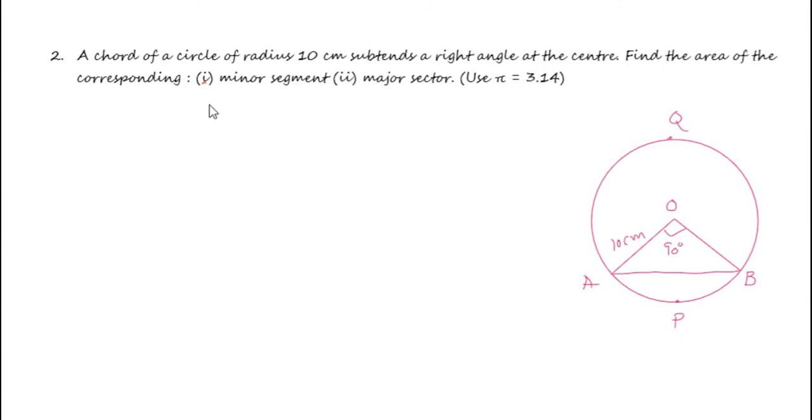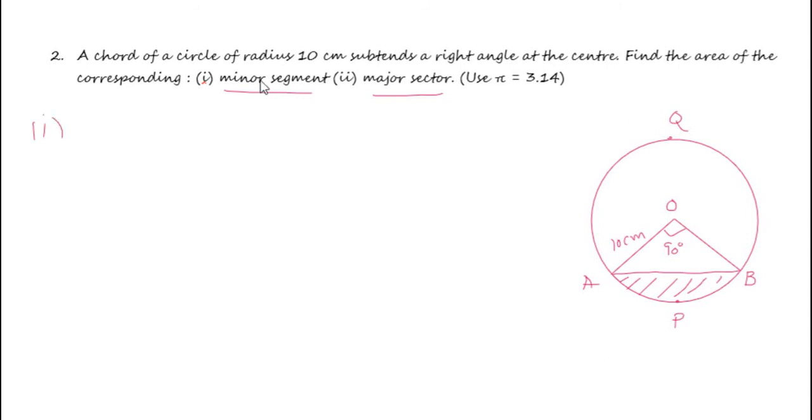Next problem, a chord of a circle of radius 10 cm subtends a right angle at the center. This is right angle 90 degree. Find the area of the corresponding minor segment and major sector. We have to find out the area of this minor segment and also this major sector, that is entire area bound by these two radii OA and OB and this arc AQB.